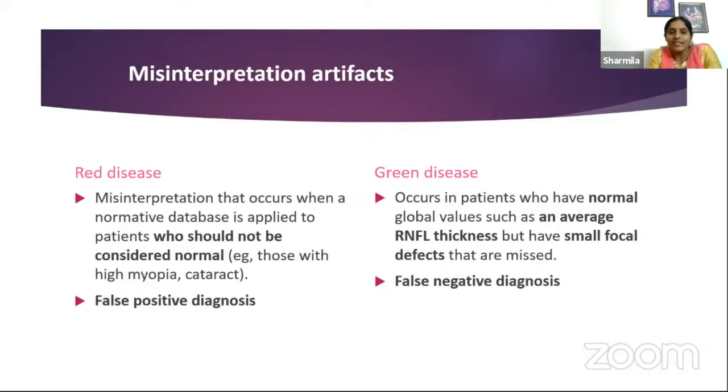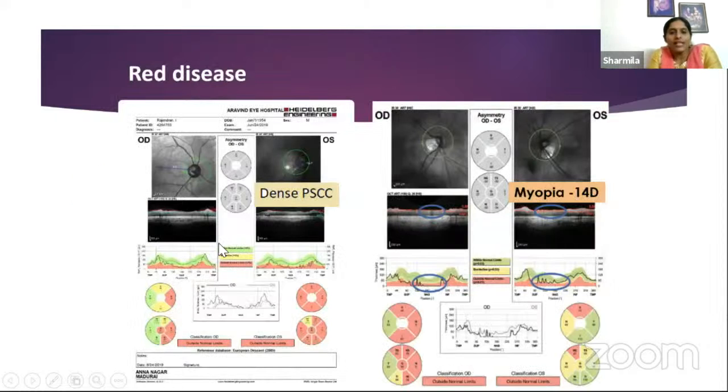And then there is a green disease. For example, they may be having normal values, but actually there may be a focal defect which is hidden inside. So one has to be very careful, and you have to understand how to interpret this. So for example, if there is a dense PSCC or a myopia of -14 diopter, it doesn't fall in the normative data range. And so then you get false positive results.